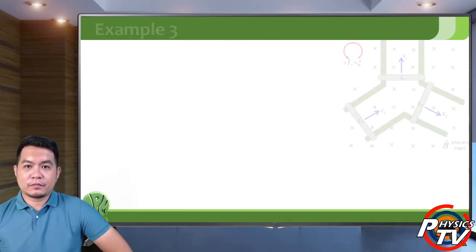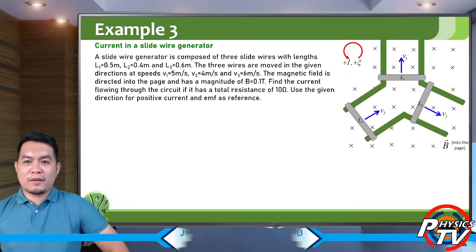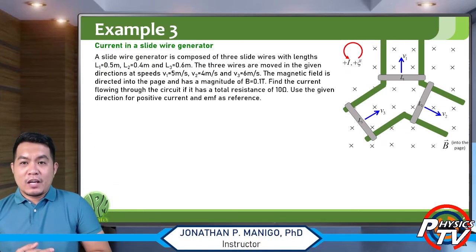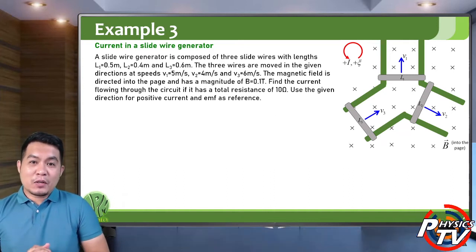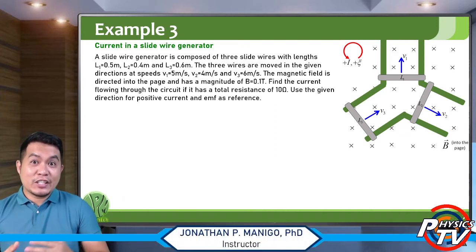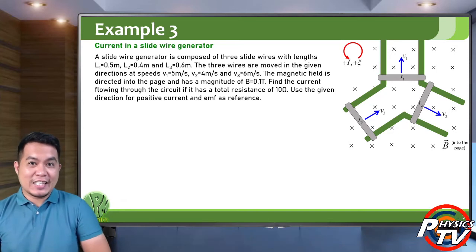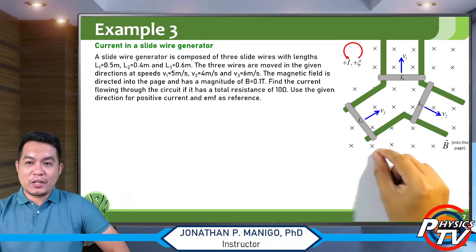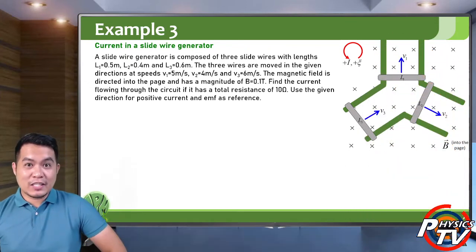Okay. So let's have a final example. Suppose you have, by the way, I forgot to emphasize that usually this is what we call a slide wire generator. It's a generator because it generates current. In this case, it generates direct current, DC. So it's a slide wire generator because you're actually just sliding the wire over the rails to generate current.